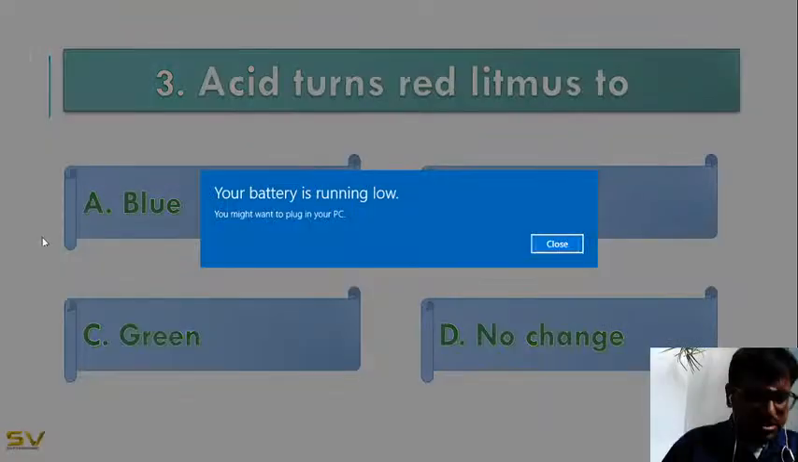Okay, just a moment. I'm getting a battery low warning. Yes, right, I forgot to keep it charging.